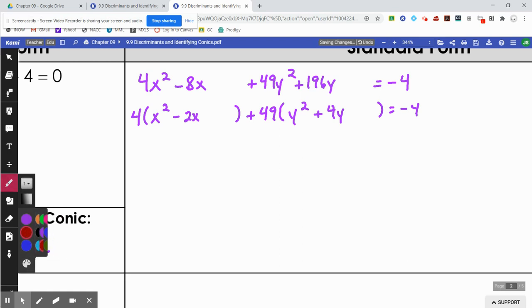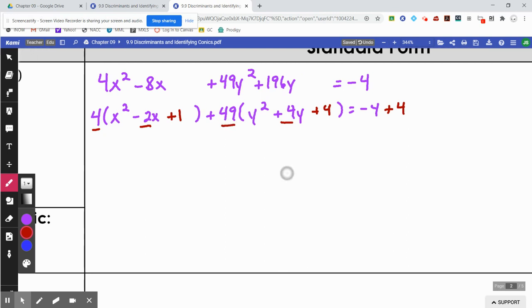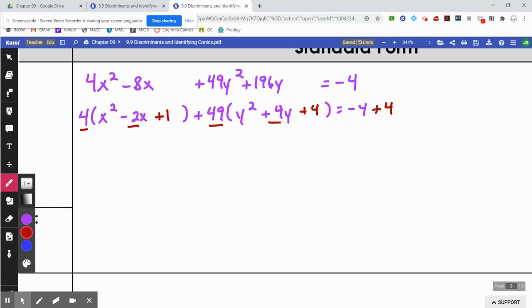Next step, you complete the square. Half it, square it, you're going to add 1. However, there's a 4 out front, so on the other side, make sure you add 4. Half it, square it, we're going to add a 4 here. However, there's a 49 out front, so we're going to add 49 times 4, which was 196.